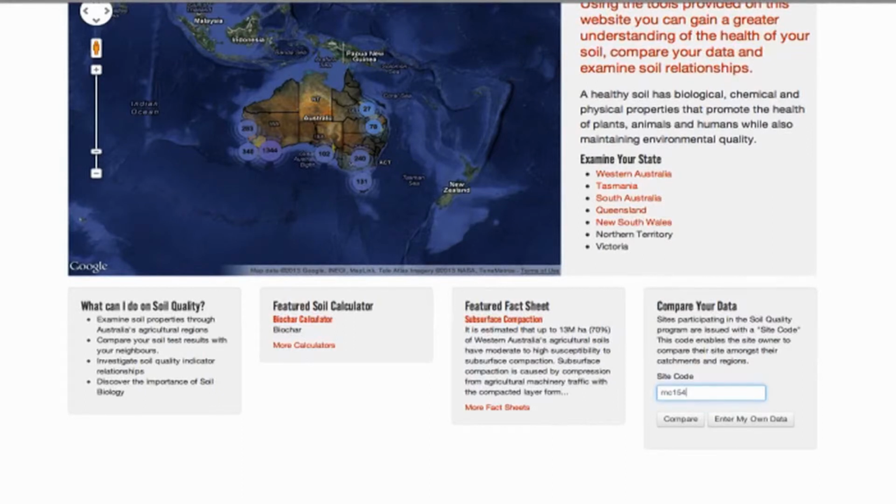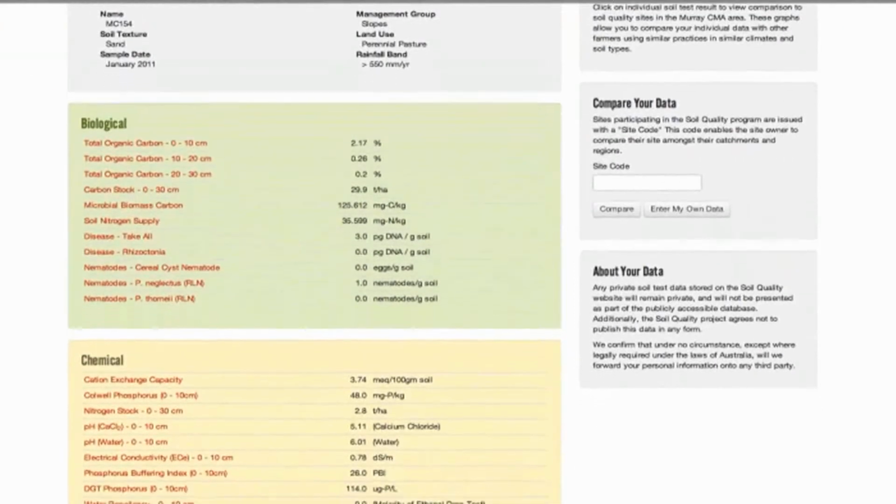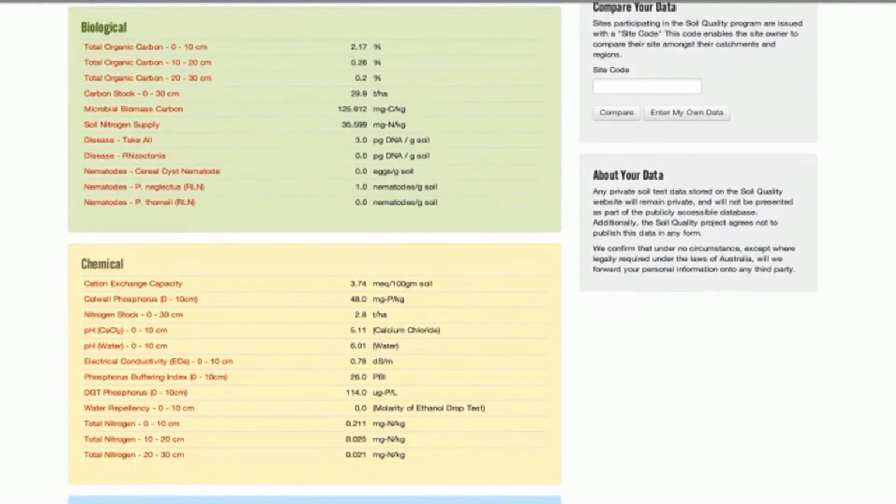Now I know that this is from the Murray catchment. This is the data set that was uploaded today. And what that's done is bring up all the data that was measured for that site. We've got some of the descriptive details. It's a sandy soil. It's collected last year. It's on the slopes region. It's a perennial pasture in a higher rainfall band. And there's the data. And it's all for that one site.